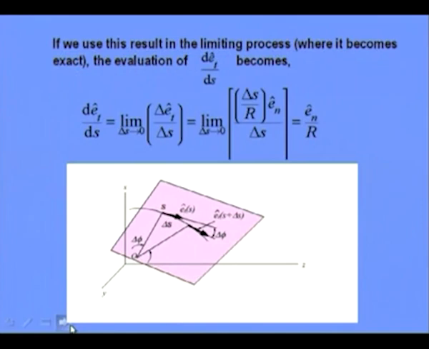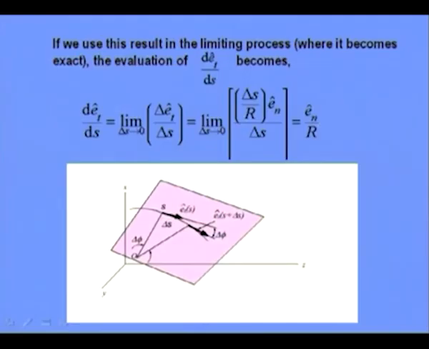Now, if we use this result in the limiting process, where it becomes exact, the evaluation of dET by dS becomes: dET by dS is equal to the limit as delta S tends to 0 of delta ET by delta S, which is equal to the limit of (delta S by R) En divided by delta S, which is equal to En by R. Therefore, dET by dS is equal to En by R. That means if you differentiate the unit tangent vector with respect to S, the magnitude of that differentiation is 1 by R, where R is the radius of curvature, and it is in the direction of the principal normal, that is En.